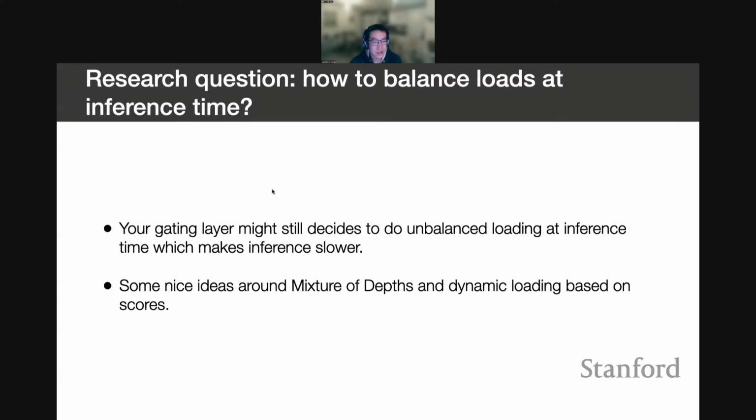Some nice ideas are around mixture of depths and also dynamic loading based on scores. So if you saturate one of the experts, maybe you can try to find a neighbor of that expert which is not saturated to give the token to, and then slowly fill up the total number of expert times token count you have.